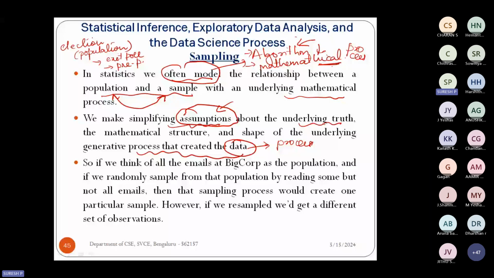Okay, so if you take all the emails of the big population, this big population is the example they have taken in the textbook. As I told you already, there is a list of observations that have been made. If you randomly sample from that population by reading some but not all emails, because to read all emails I would have to read everything, so I'm going to read only some emails from the entire population.